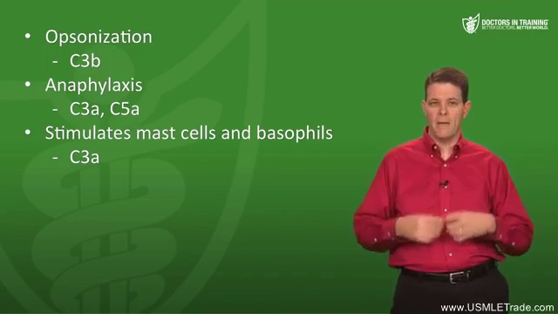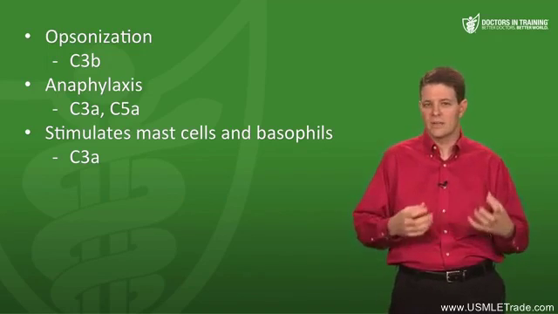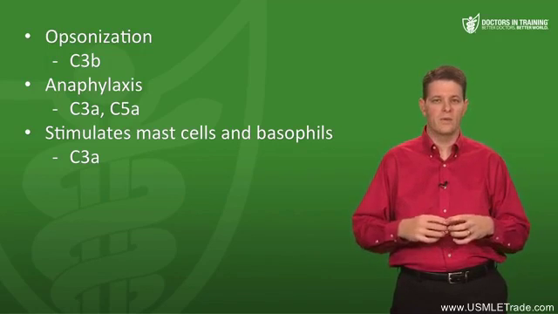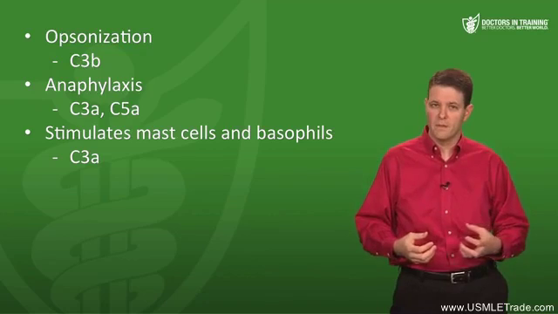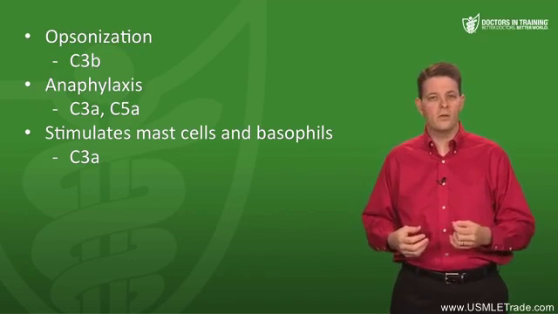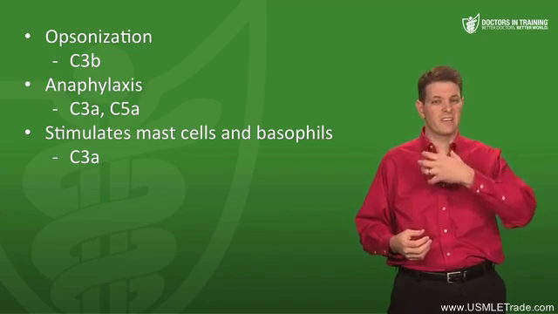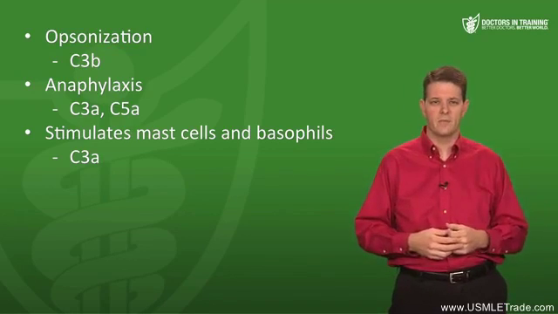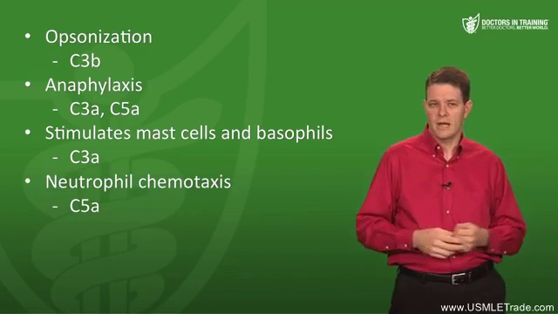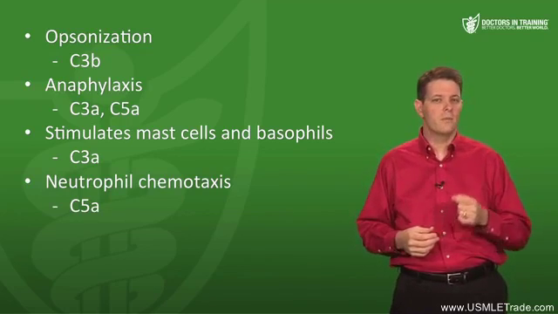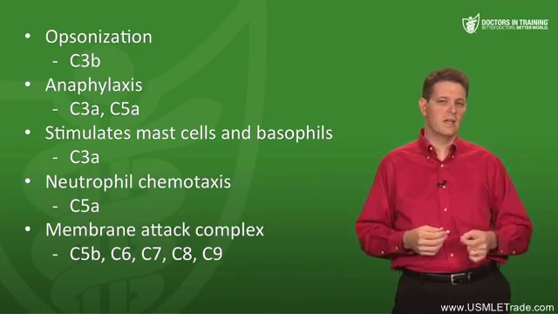And remember, we talked about how mast cells and basophils release histamine, which causes vasodilation and increased vascular permeability. That allows fluids to leave the vessels, and that can lower the blood pressure and lead to anaphylactic shock. And that vascular permeability also leads to edema and swelling of the larynx and the tongue, which is why the throat feels like it's closing up during anaphylaxis. And then C5a is also involved in neutrophil chemotaxis. And then again, the proteins that form the membrane attack complex are C5b, C6, C7, C8, and C9.